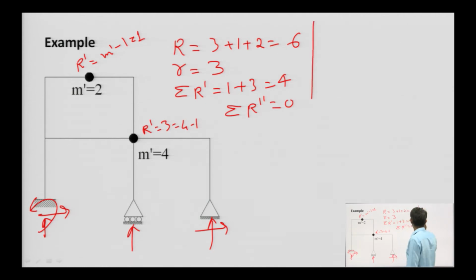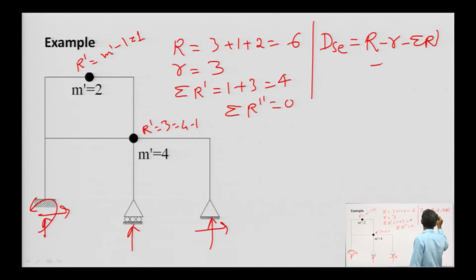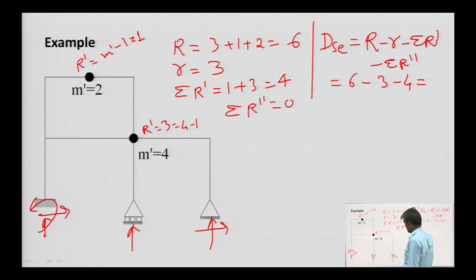So, the value of DSE, external indeterminacy, can be calculated using capital R minus small r minus sum of r dash minus sum of r double dash. That comes to be 6 minus 3 minus 4, which is minus 1. Minus 1 shows that this structure is unstable.